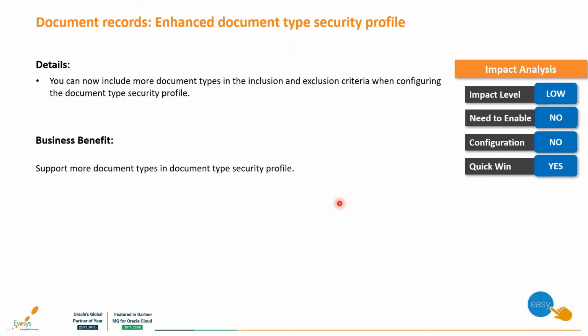Oracle has enhanced the document type security profile in order to include and exclude criteria when configuring document type security profile. This will help the implementation team, the support team, or even human capital specialists to decide who should be able to view a document of record and who should not be able to see it.